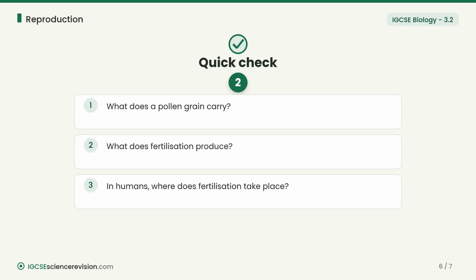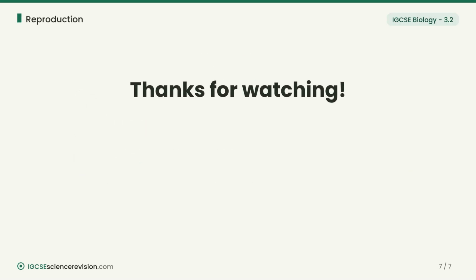3, 2, 1. Here are the answers. 1. Male gametes. 2. A zygote. 3. In the oviduct.